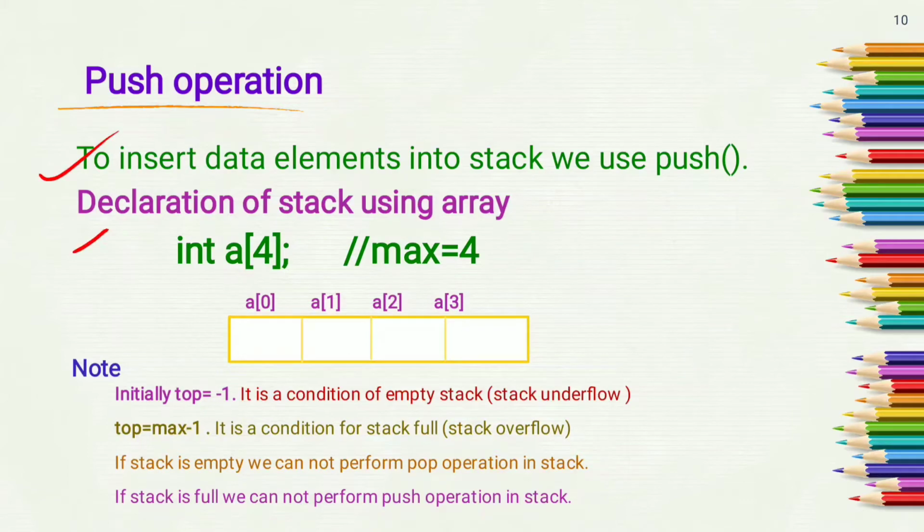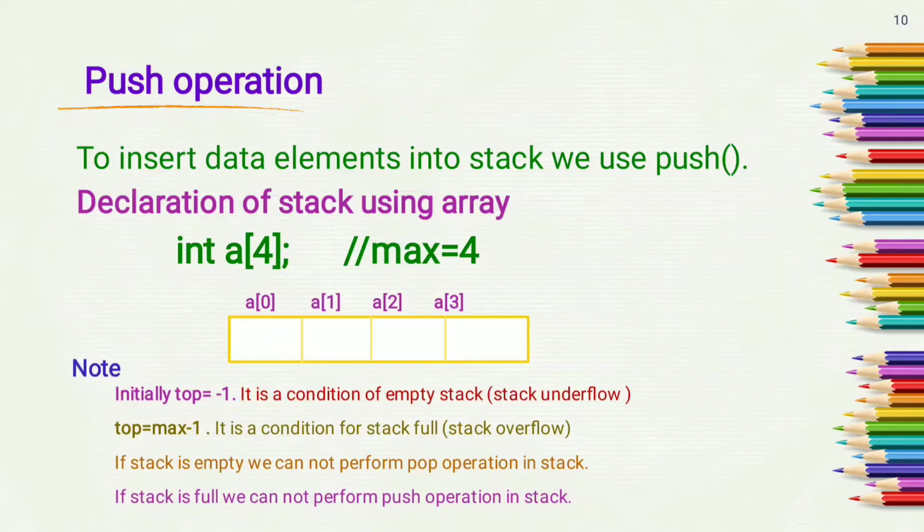Declaration of stack using array is, if we want to create a stack of size 4, then we have to write int A[4], where A is the name of the stack or array and 4 is the maximum size of stack or array. We perform push and pop operations in stack from top, so we require a variable top. Initially it is set to -1 and it is the condition of empty stack, that means stack underflow. Initially when we create stack using array, the value of top equals -1. This represents the empty stack.